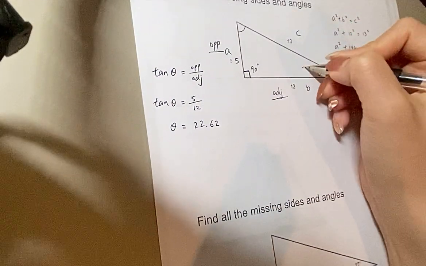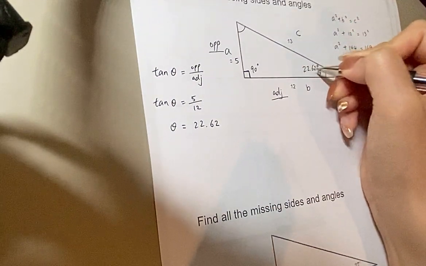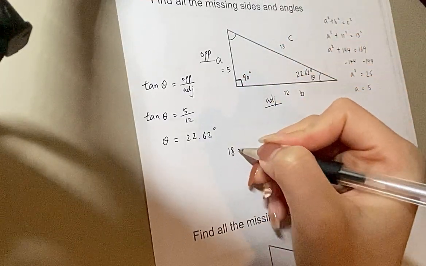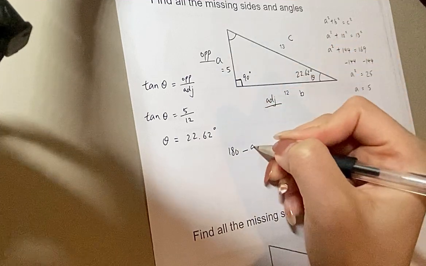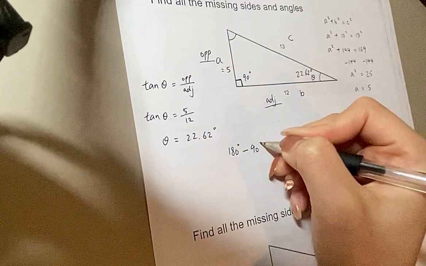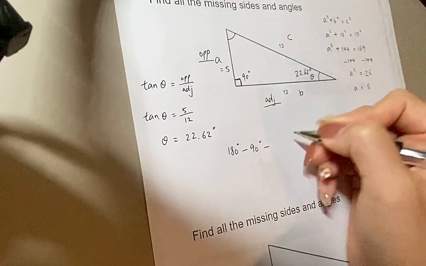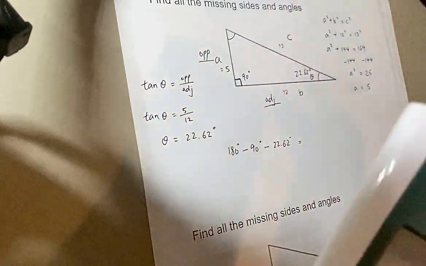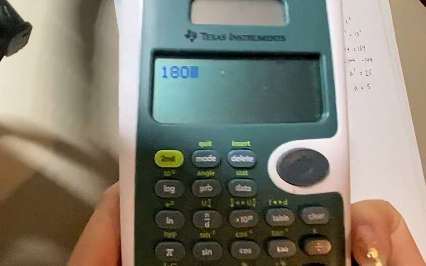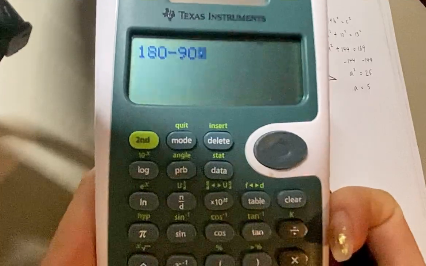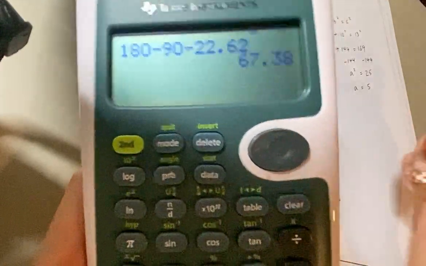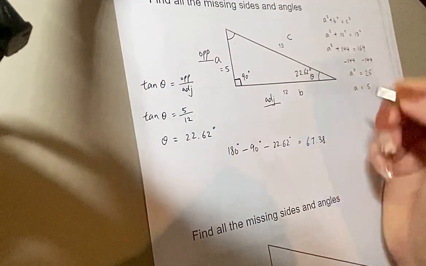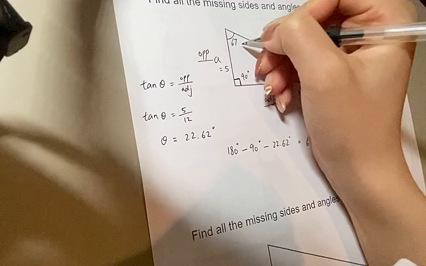And if this angle is 22.62 degrees, then we can find this angle by using 180 minus this 90 degrees, and then minus this 22.62 equals this angle right here. So we can go ahead and put that into the calculator. 180 minus 90 minus 22.62. Okay, so we found that it is 67.38. So we can write it as this.